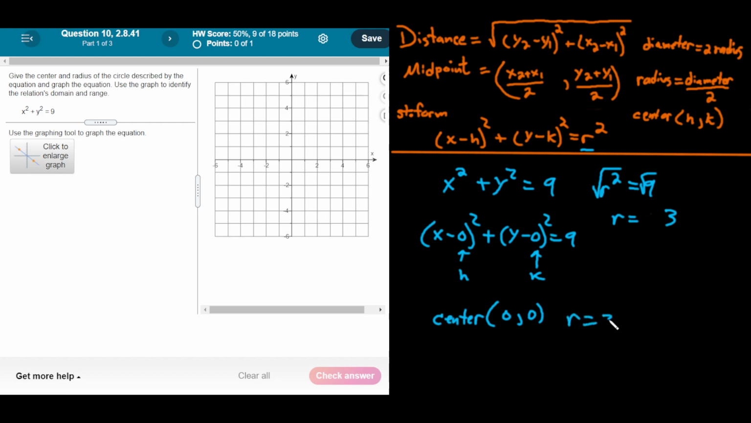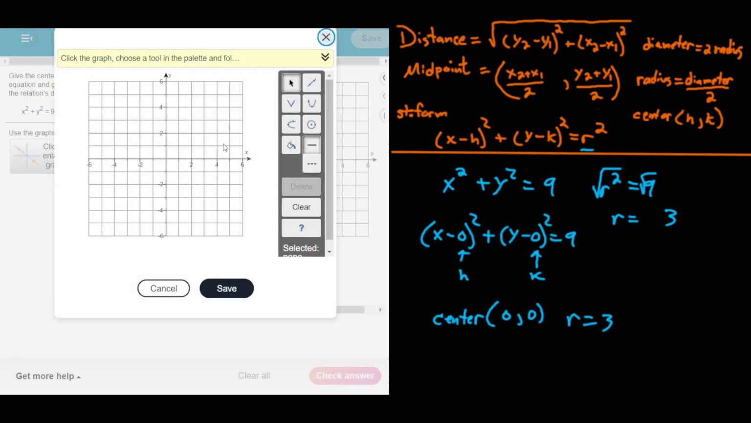The center is 0, 0. The radius is 3. And let me show you how to plot these. We're going to go to click to enlarge graph. This is a circle, in circular form, so you're going to choose the circle tool. The very first thing you want to do, you might want to jot this down, is go to your center first. Do not try to go to the 3 first and start right there. Start at your center. Center comes first.